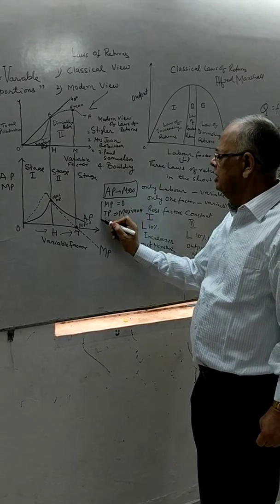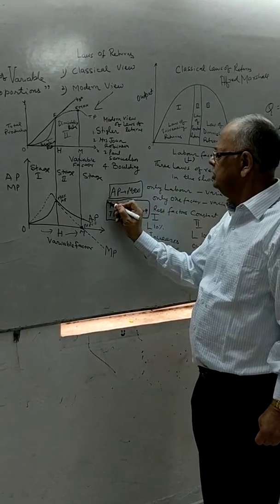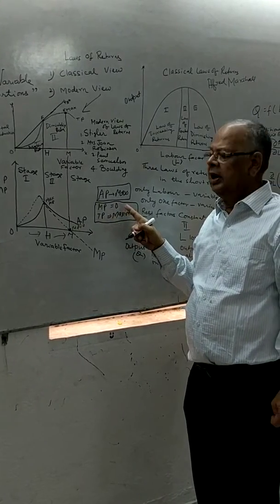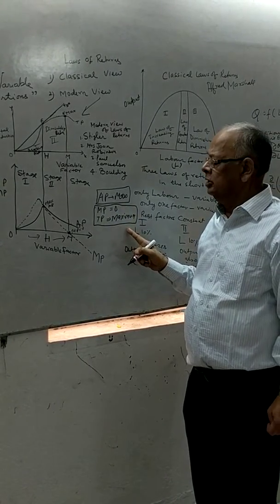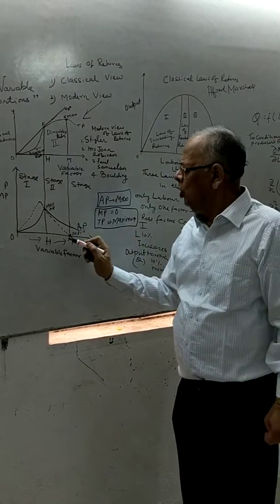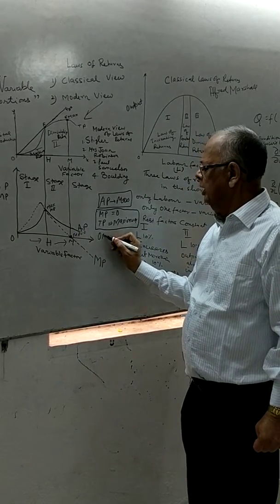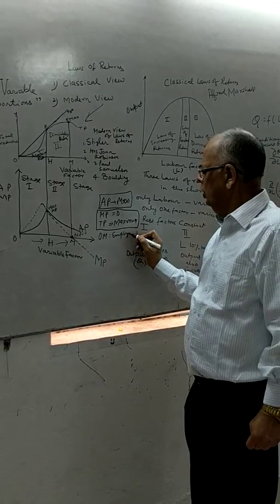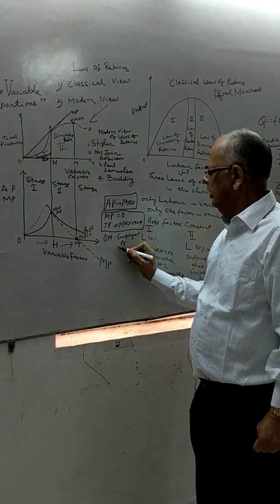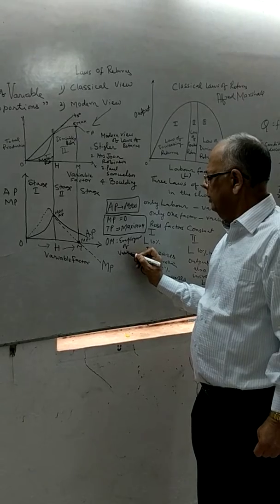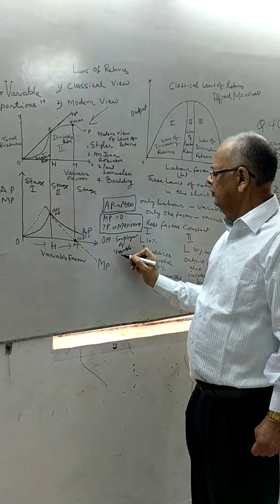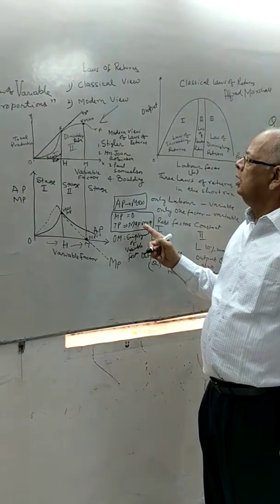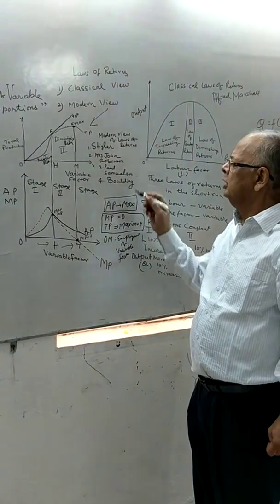So what is the condition of equilibrium? Producer's equilibrium is obtained when marginal production is zero and total production is maximum. This is obtained at OM employment of variable factor. This is called producer's equilibrium.